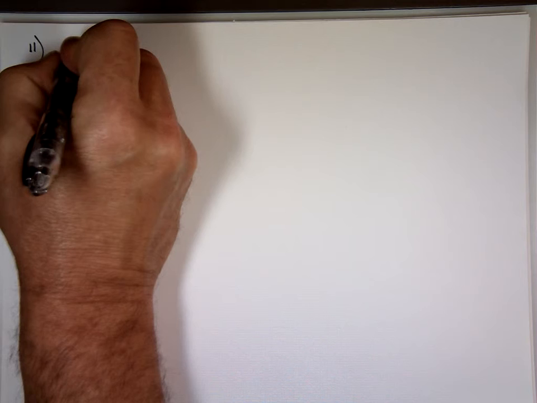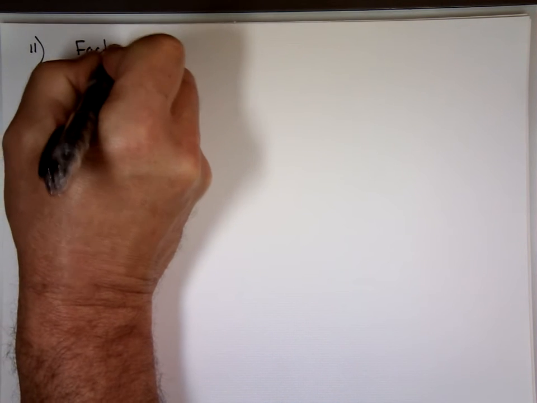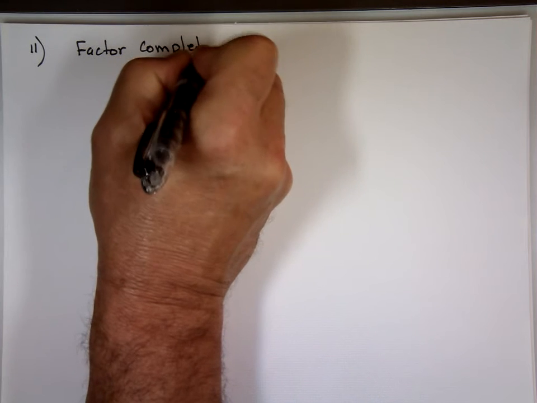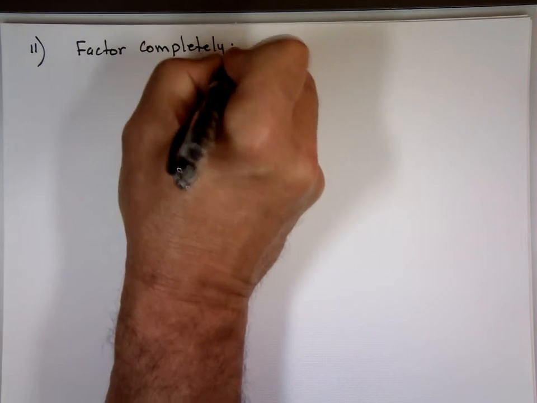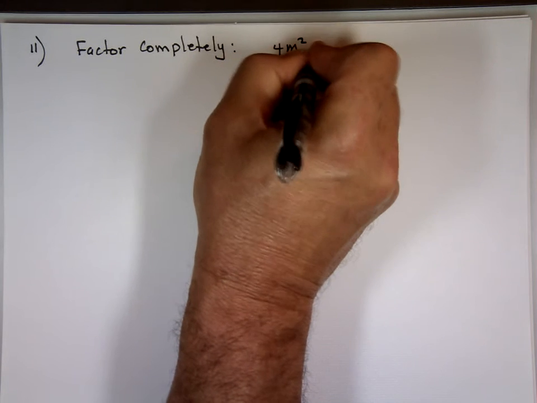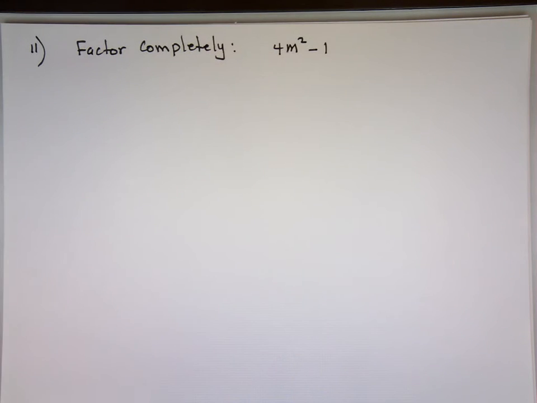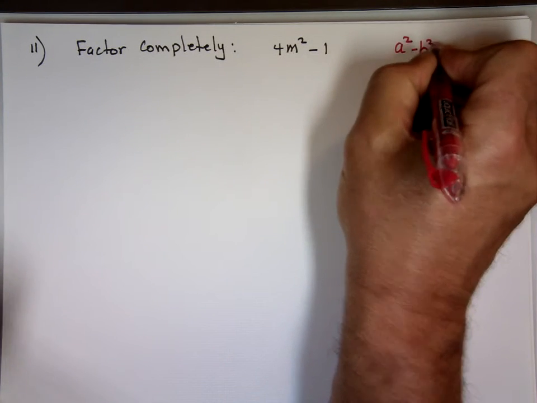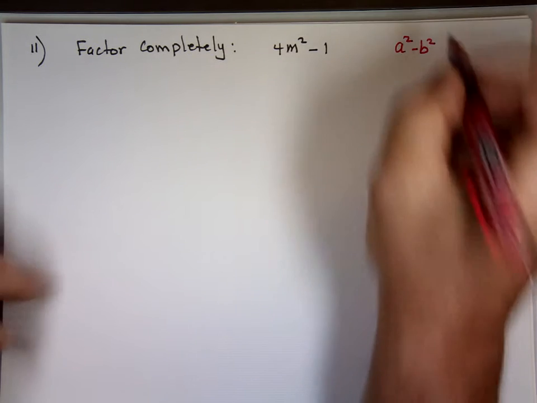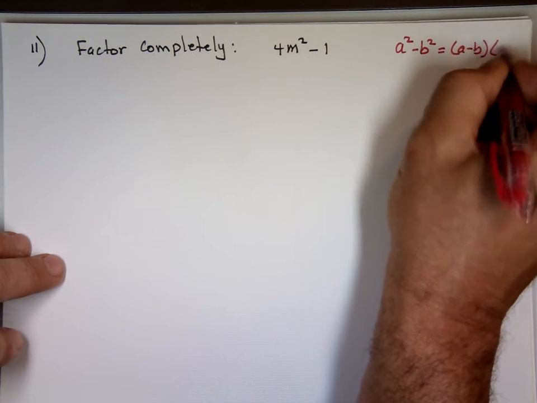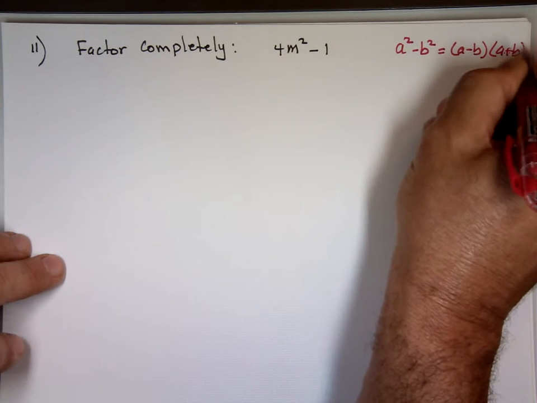Factor completely. I don't know why I keep writing completely. I don't have to write it. 4m squared minus 1. Notice you have two terms. So I should be thinking of the difference of two squares. Anytime you have two things squared with a minus sign between them, you can factor that a minus b, a plus b. I should be thinking of that.